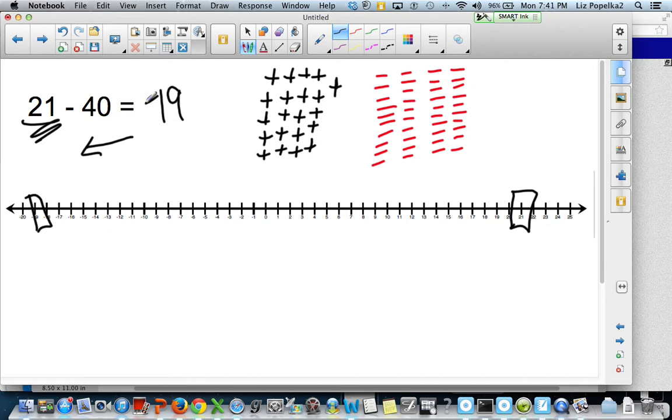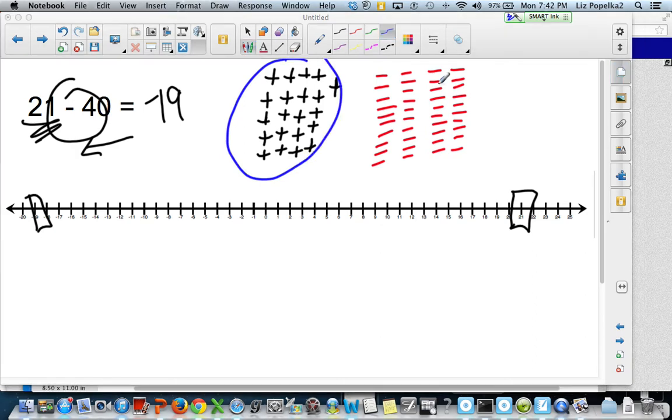Also, if I put 21 positives together with 40 negatives, which is basically what this means, that means that these 21 positives are going to cancel out 21 of these negatives. So these positives are going to cancel with 21 of these negatives.